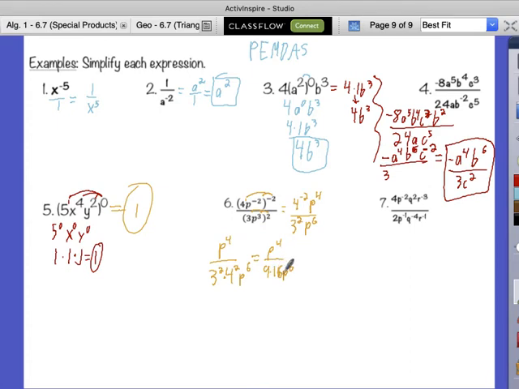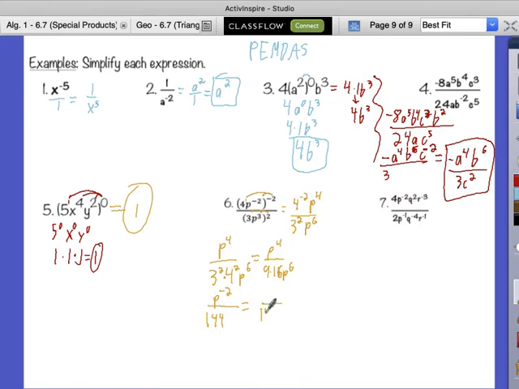Well, now I can do 9 times 16 and get 144. And I can also do p to the fourth over p to the sixth, dividing, so we subtract the exponents. 4 minus 6 is negative 2, so it's p to the negative second. Now wait a second, do I want that negative exponent? Heck no, so I got to send that downstairs.